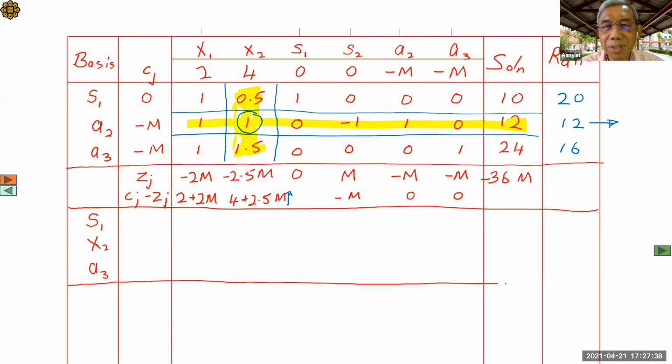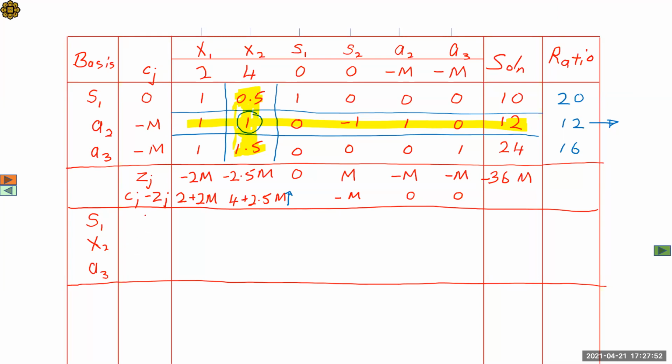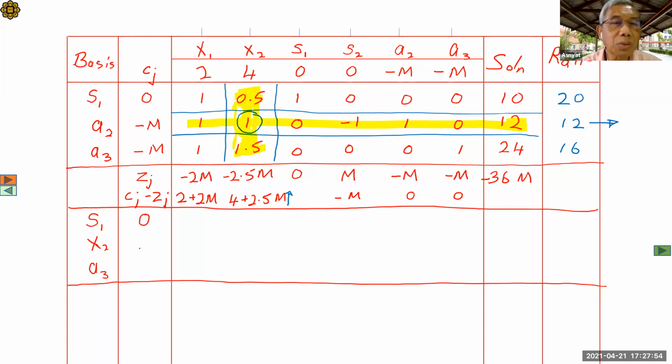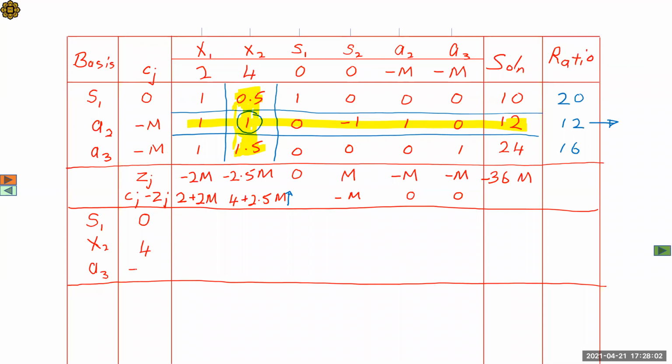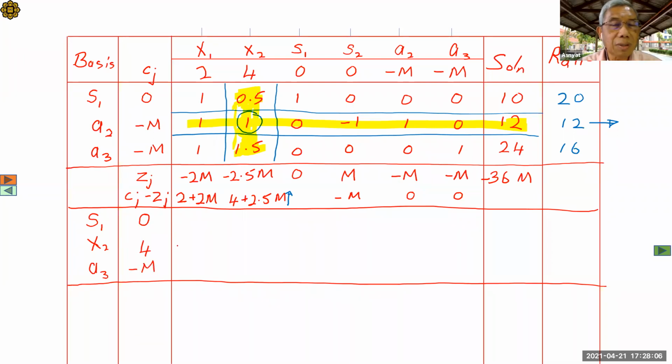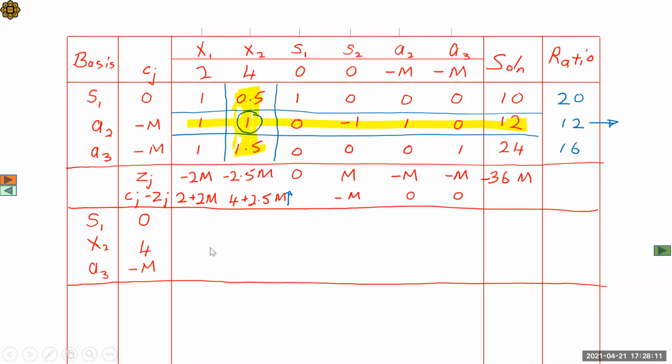And draw right away. What's the coefficient of S1 to be brought down here? 0. X2? 4. A3? Negative M. Where's the new pivot row? X2, right? Somewhere here, X2.